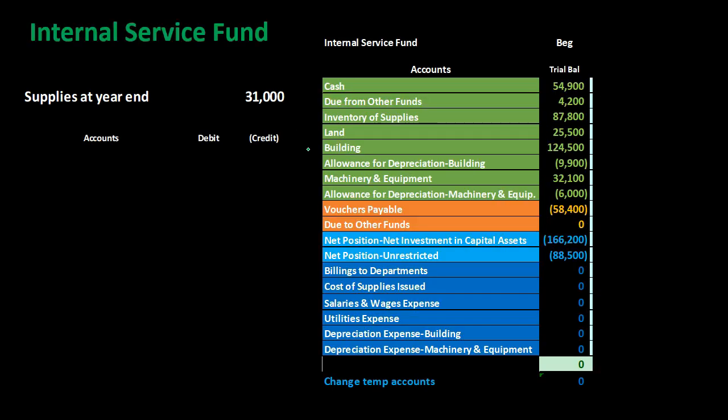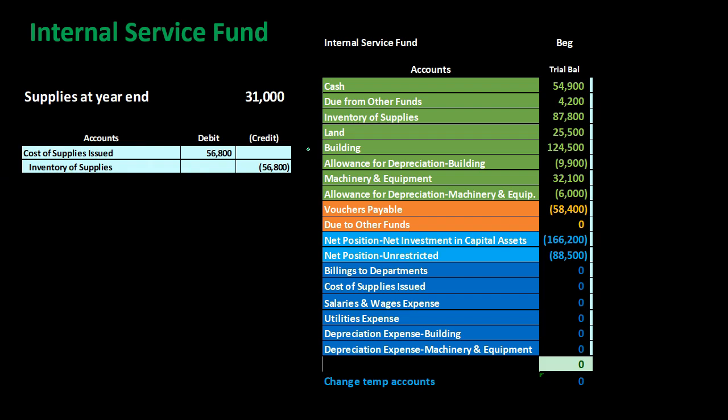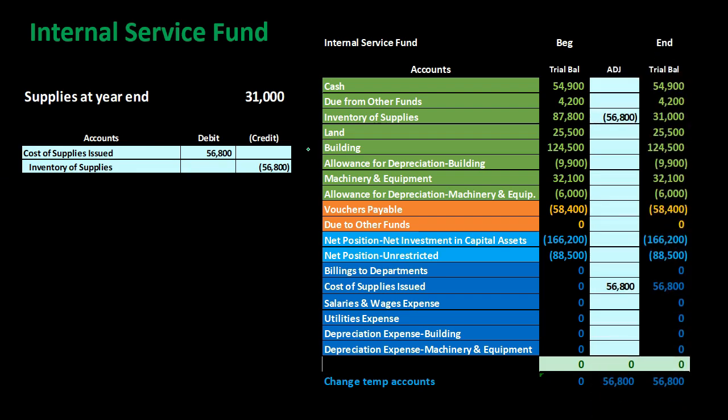Now let's take a look at the fund level, that being the Internal Service Fund. Very similar process because, once again, we're on an accrual basis as opposed to a modified accrual basis we would be on in other types of funds such as governmental type funds. So we're going to have the same type of transaction here. There is going to be a credit to the inventory. It started at 87,800 minus the credit of 56,800 brings us down to 31,000. Then we've got the cost of supplies. So that's going to be cost of supplies was at 0, going up 56,800 to 56,800.